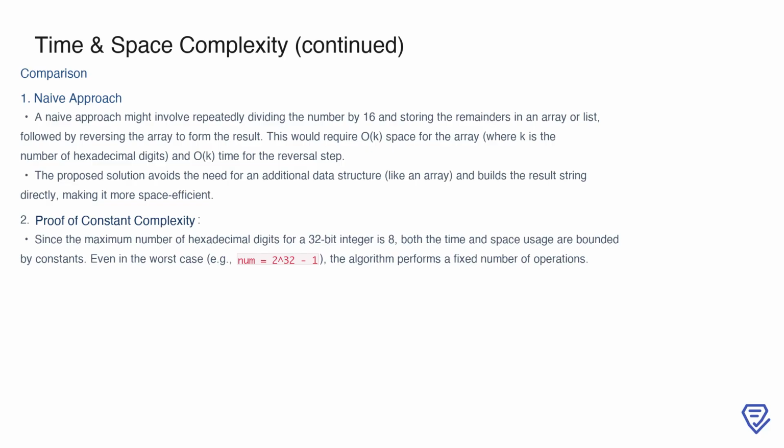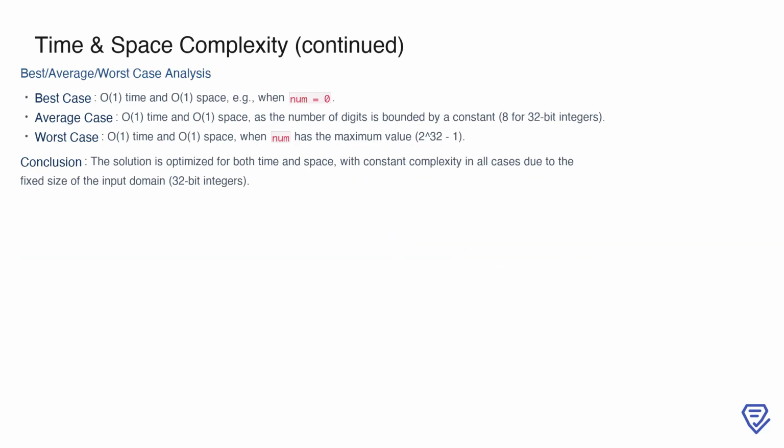Furthermore, since the maximum number of hexadecimal digits for a 32-bit integer is 8, both time and space usage are bounded by constants, even in the worst-case scenario, such as when the number is 2 to the power of 32 minus 1. Finally, let's summarize the best, average, and worst-case analysis. In the best case, such as when the number is 0, the algorithm runs in O(1) time and uses O(1) space. For the average case, the time and space complexities remain O(1), as the number of digits is constant, capped at 8 for 32-bit integers.